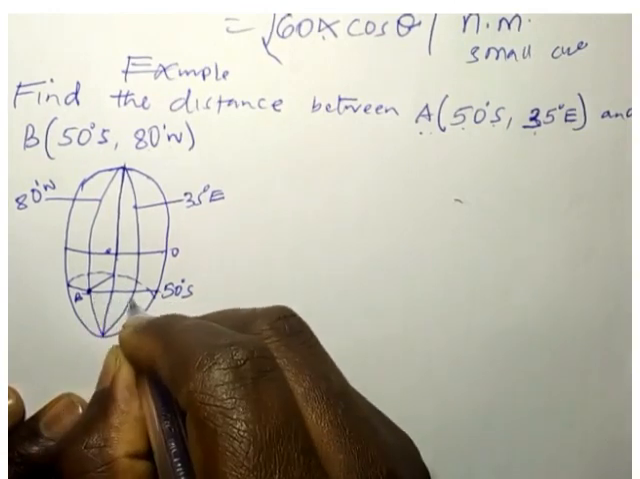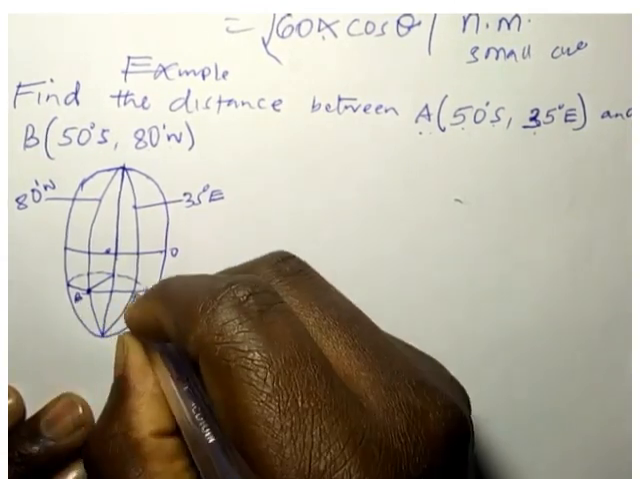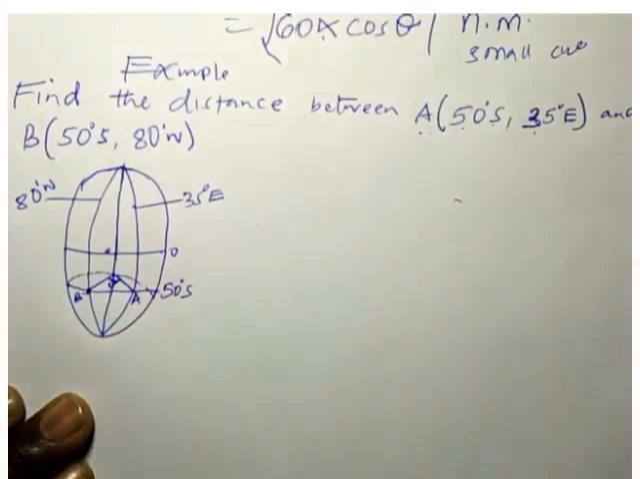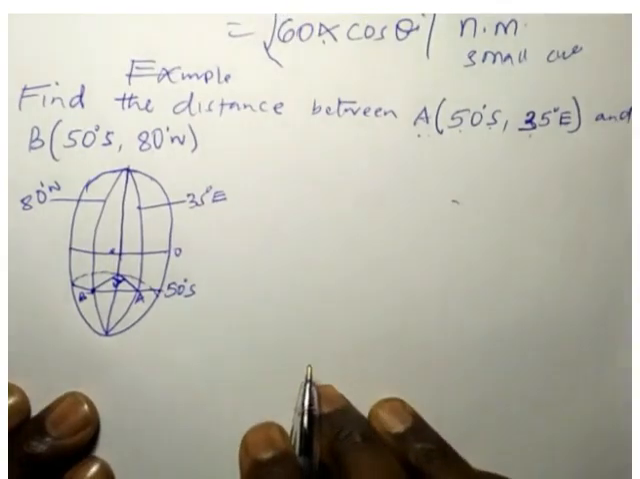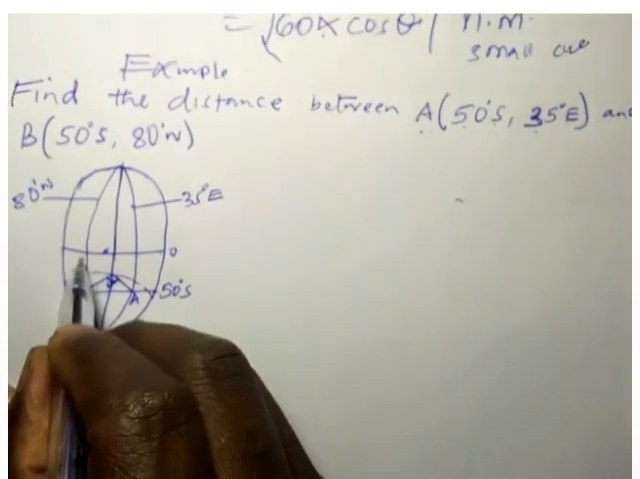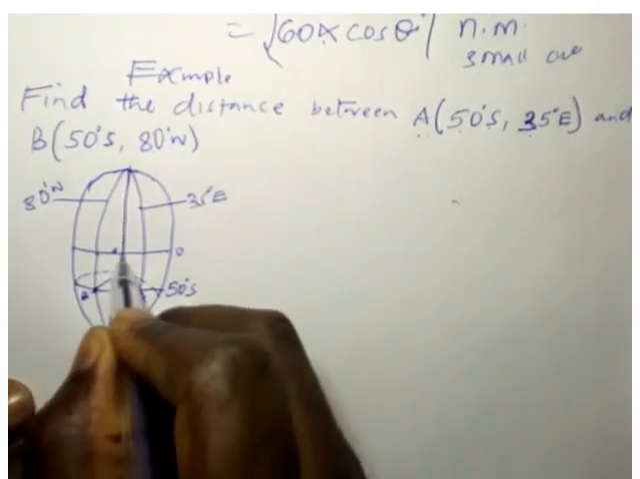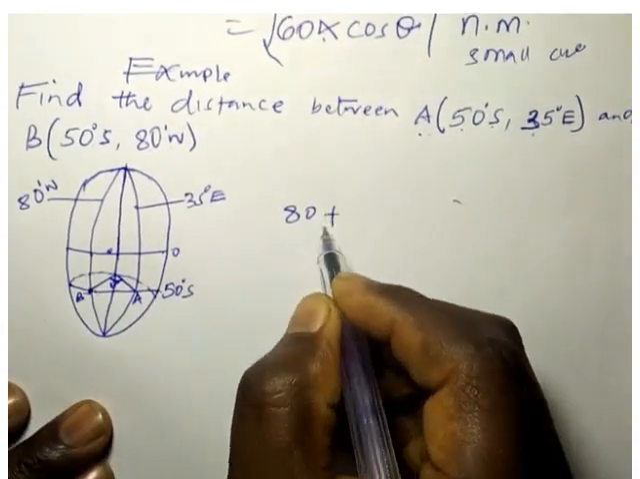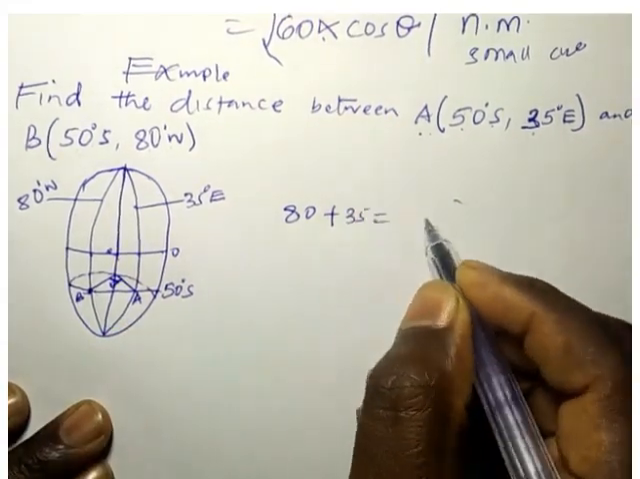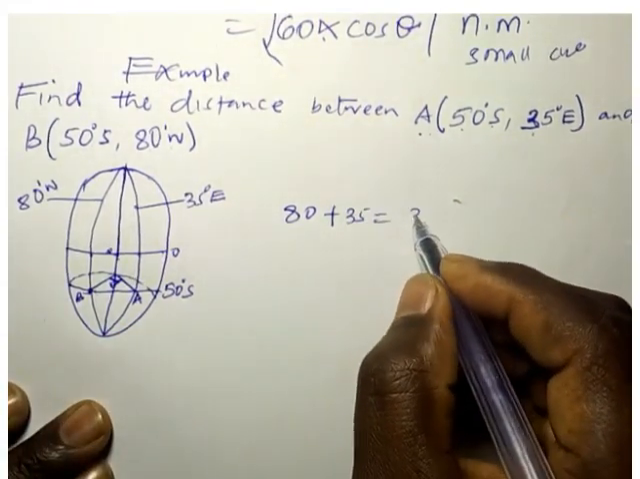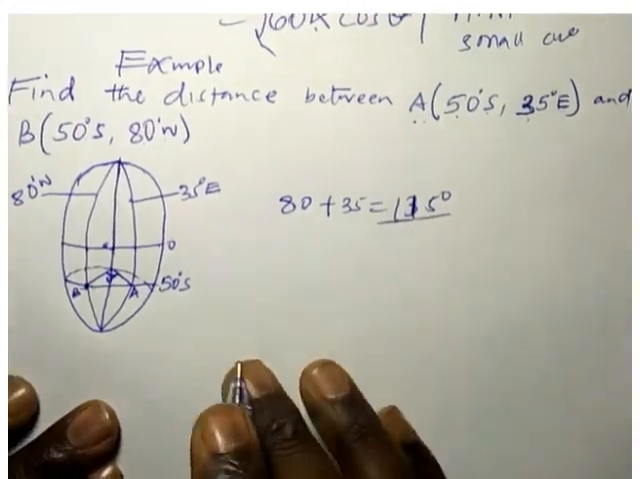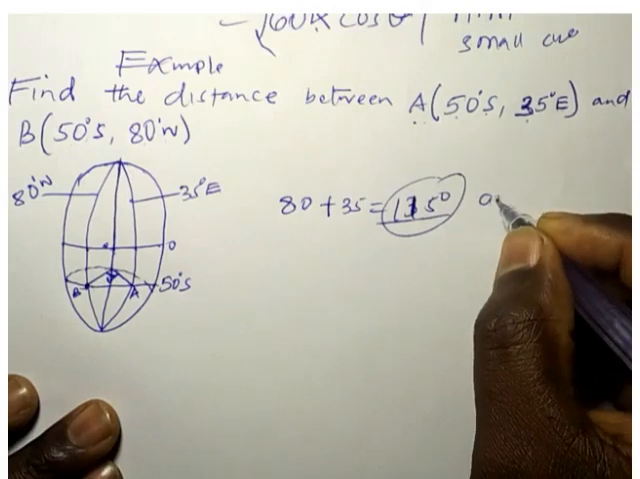This is point A, P is here. So this is our center, and the angle difference is this theta here. So let us get the angle difference. From west 80 to 0, that is 80, plus from 0 to 35 east, plus 35. So the angle difference theta is going to be 115 degrees.